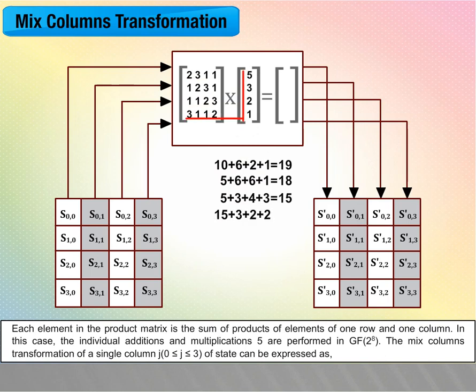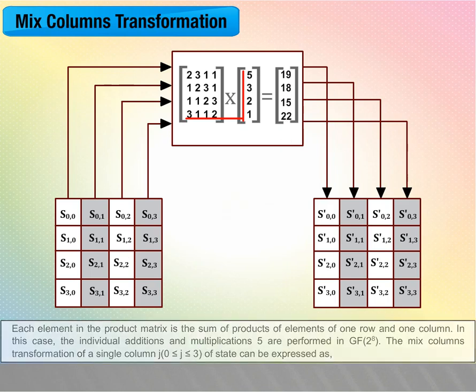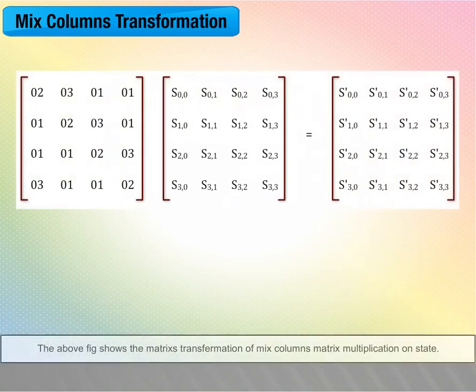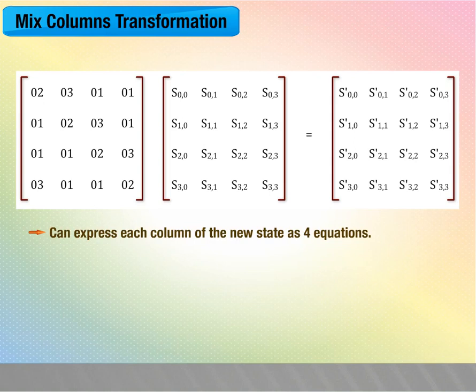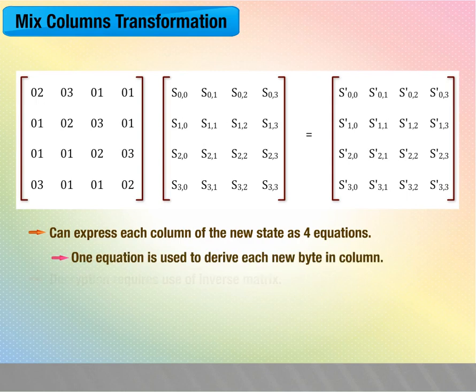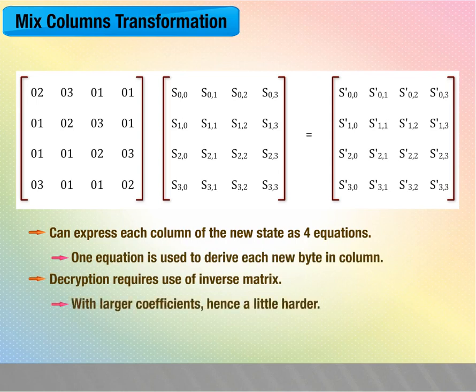The mix columns transformation of a single column j, 0 ≤ j ≤ 3, of state can be expressed as follows. The above figure shows the matrix transformation for mix column matrix multiplication on state. We can express each column of the new state as 4 equations. One equation is used to derive each new byte in the column. Decryption requires use of the inverse matrix with larger coefficients, hence it is a little harder.